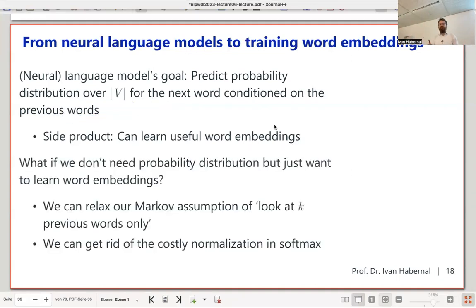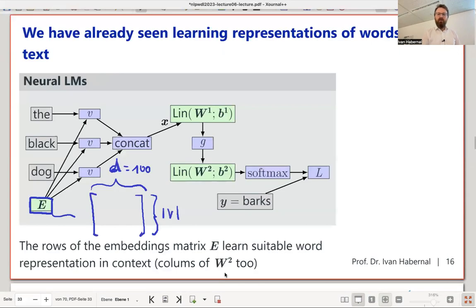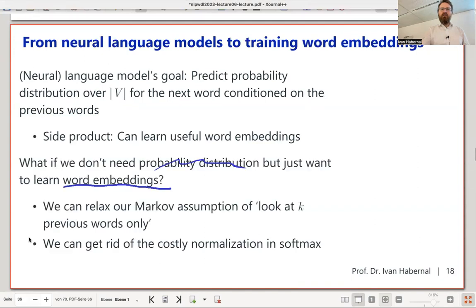But what if we don't care about predicting the next word probability? What if we don't need a probability distribution? We just don't need that. And what if we just want to learn word embeddings? Right? So we don't care about all that stuff. We just care about learning word embeddings that will work best by our definition of what best means. We can do one thing. We can do two things, actually.